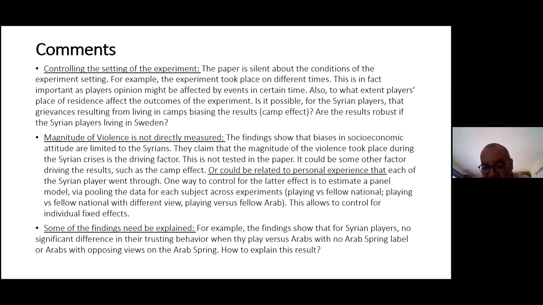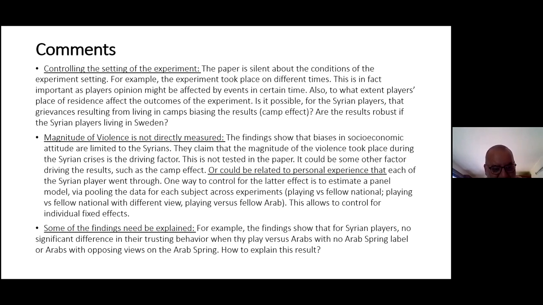So I'm suggesting one way to control for the latter, for individual fixed effects, is to run a model pooling the data for all subjects across experiments. I noticed you have three experiments: playing with a fellow national, playing against a fellow national with a different view, and playing versus a fellow Arab. So you can pool the outcomes of these three experiments, and this can allow you to control for individual fixed effects. And we can see then how robust the results are.